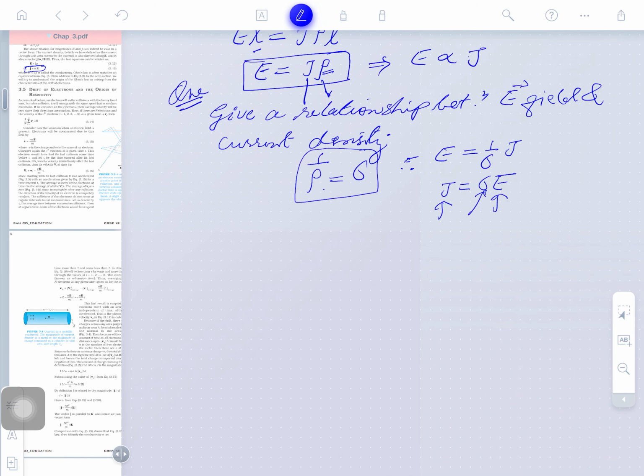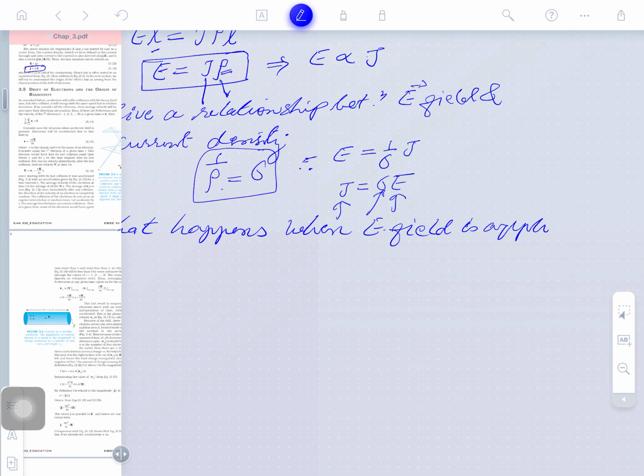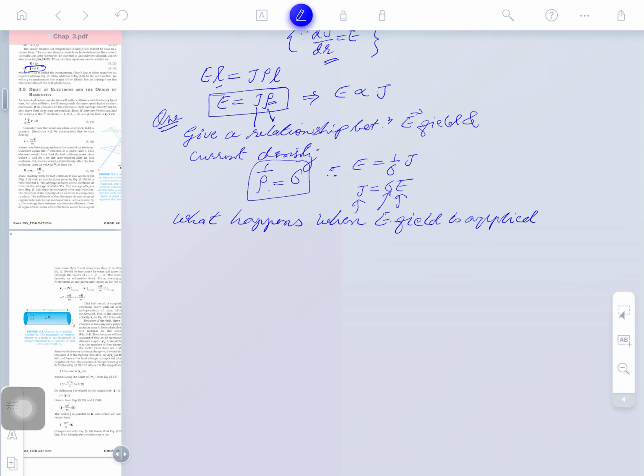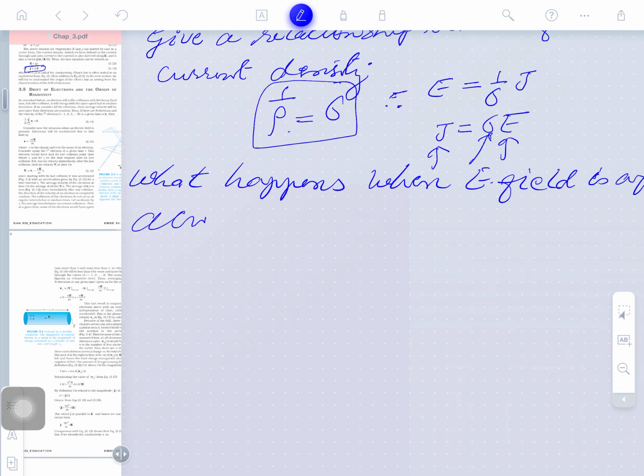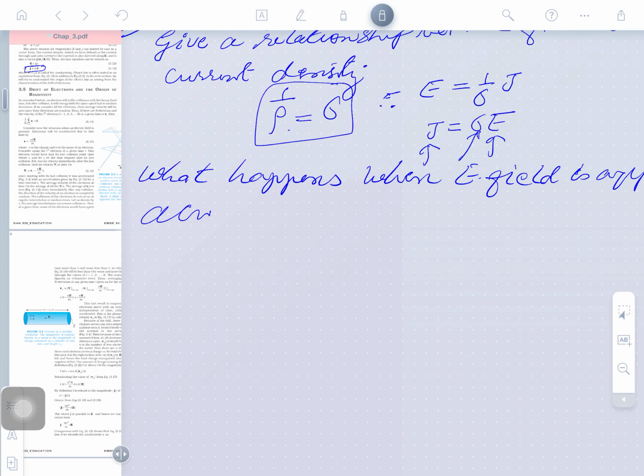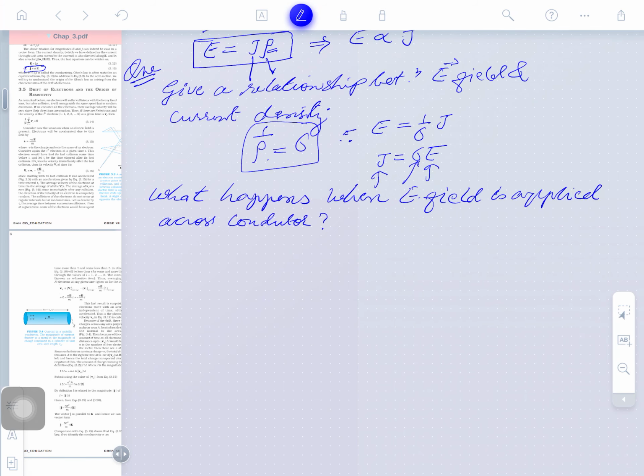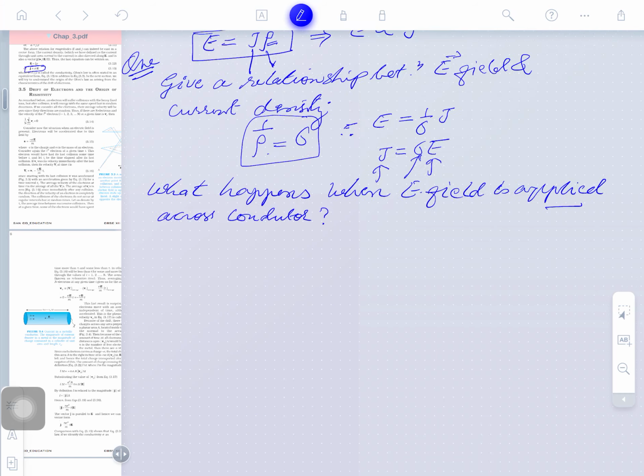Now the next concept is there. What happens when an electric field is applied across a conductor? What will happen? Tell please. So its answer is not only this.